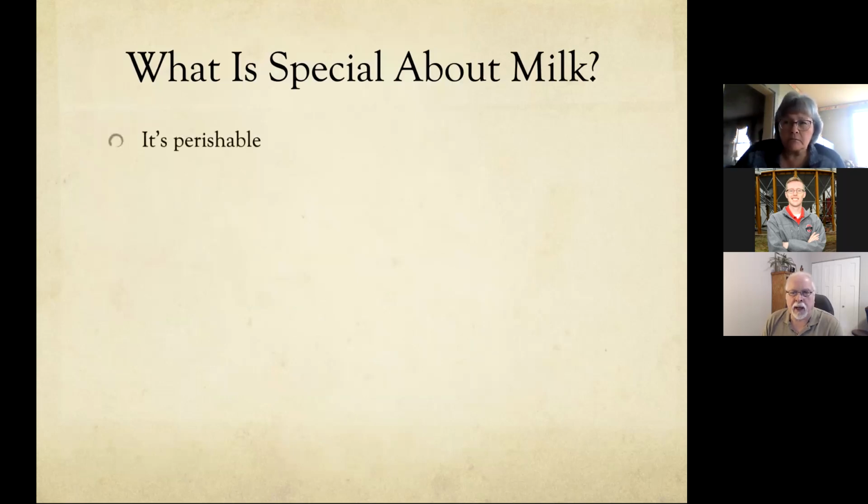Well, milk's got a lot of qualities that make it pretty unique. For one thing, it's highly perishable, and this is important. It means that when we produce it, we've got to get it to a processor, get it sold or packaged or in a bottle and off to the consumer pretty quickly. It's also a very bulky product.